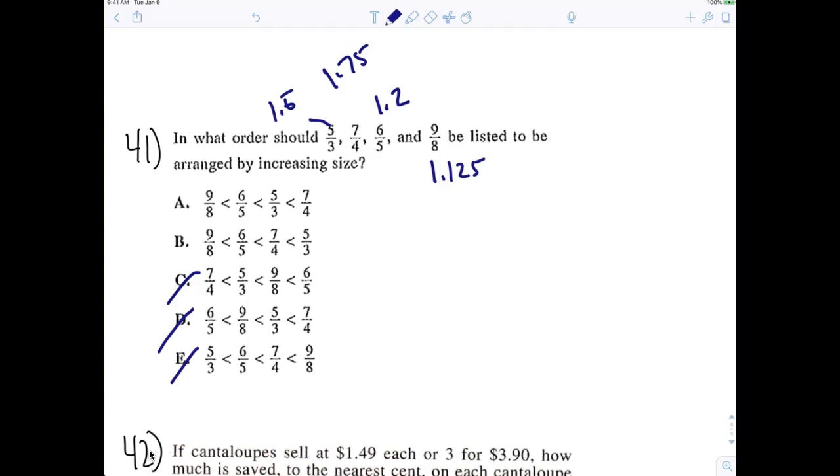Now, which one is bigger, 7/4 or 5/3? 7/4 is bigger. Definitely is. So you just divide? Yeah. All I do is take 5 divided by 3 on your calculator. Remember, that's what a fraction bar means. Divide, guys. 5 divided by 3. 7 divided by 4. 6 divided by 5. 9 divided by 8. We got to do that. You got to know that.